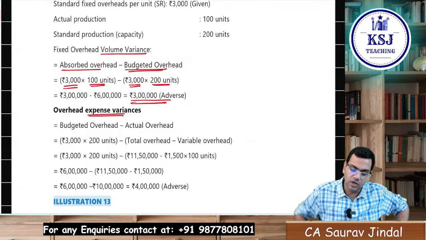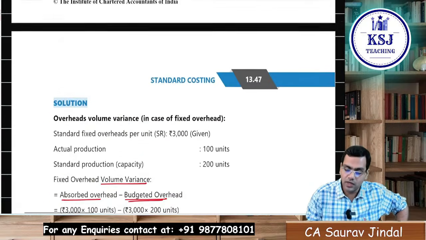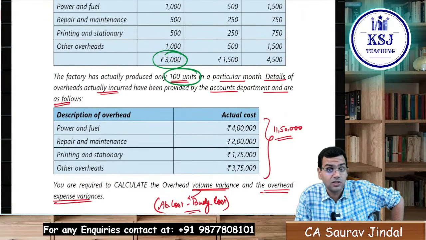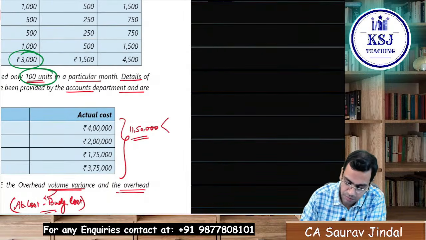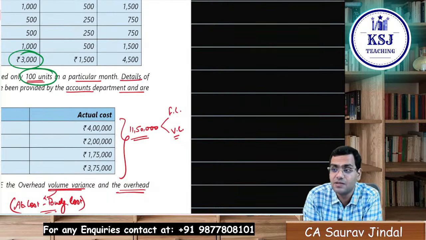Next is expense variance. Expense is what you originally planned for, that is the budgeted overheads minus the actual overhead. Budgeted is you planned for 200 units into 3000. Now, what is the actual overheads? Can we take 11 lakh 50,000 as the actual overheads? No, sir, because in this 11 lakh 50,000 there is the variable cost also. There are two components. One is the fixed cost, another one is the variable cost. For the fixed overhead expense variance, we need the fixed part.